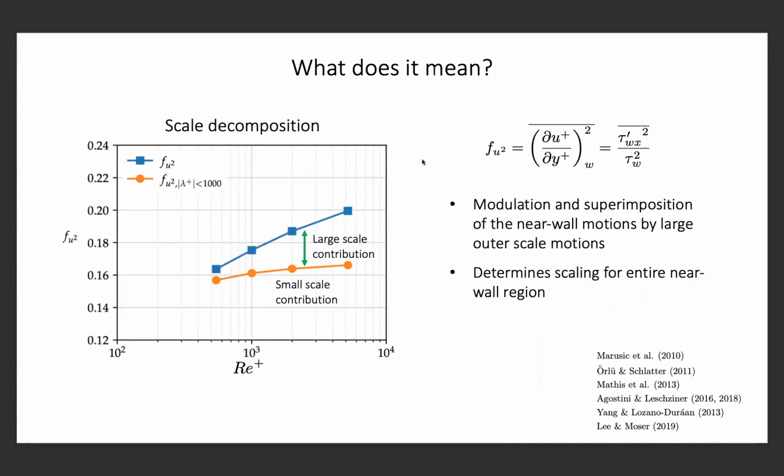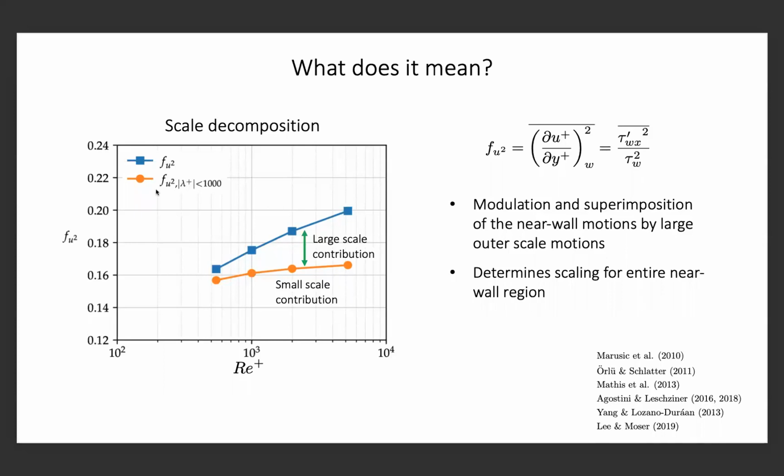Well, if we look at what FU squared actually is, it's the mean square of the instantaneous velocity gradient at the wall. And I can write that in terms of the fluctuating shear stress at the wall divided by the mean value of the wall stress. So if we look at the scale decomposition of FU squared, which is on the left here, the blue curve is how FU squared varies with Reynolds number.